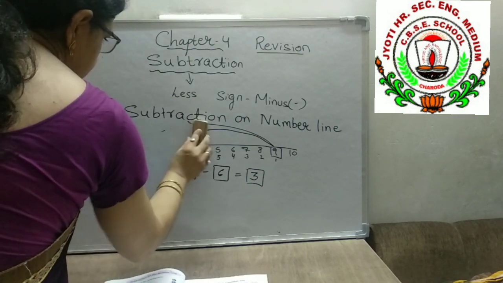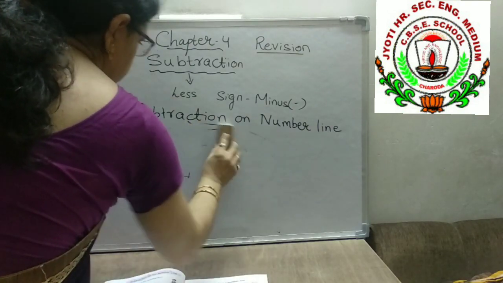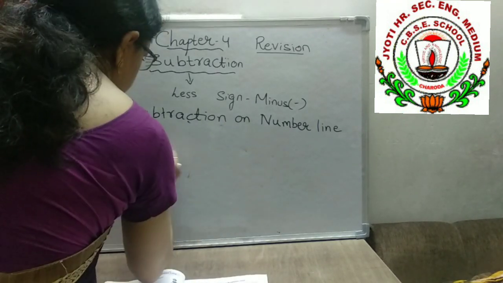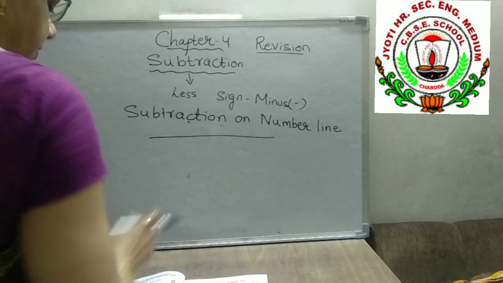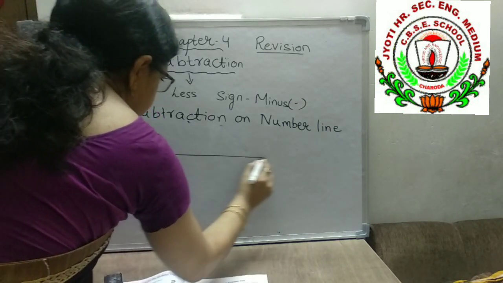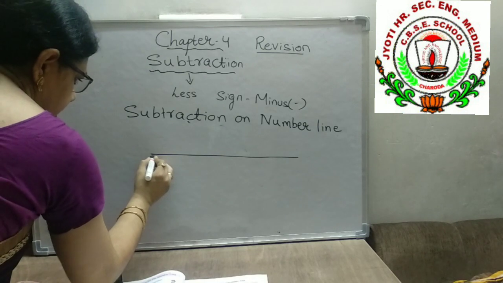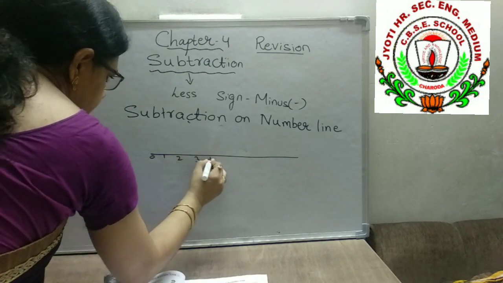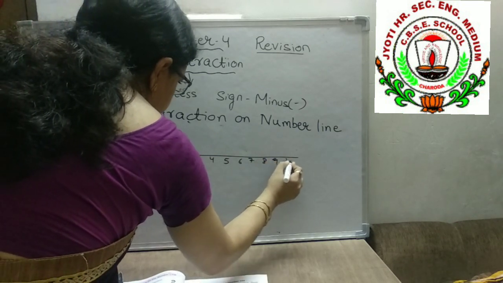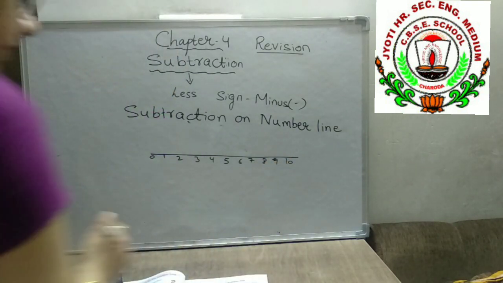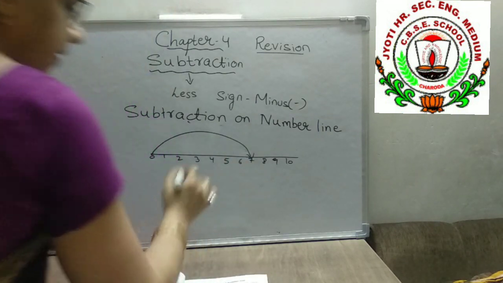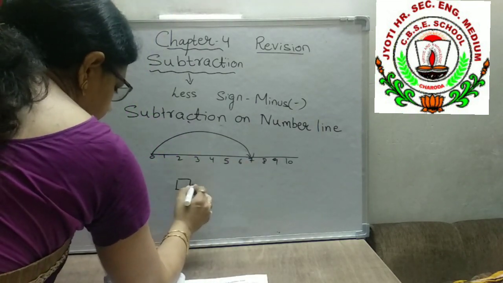Let us take one more example. Suppose I have drawn a number line. This is a number line. Now I have drawn a line, then I have written numbers on it, so it becomes a number line. So let us take one example. If I have jumped to 7, first I have jumped to 7.